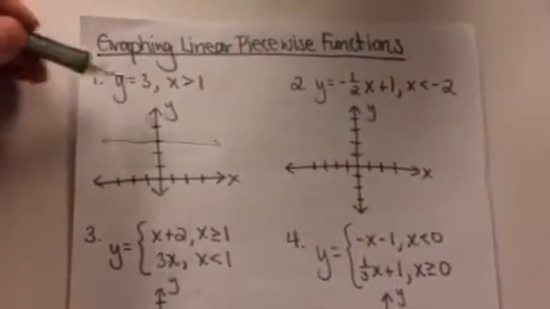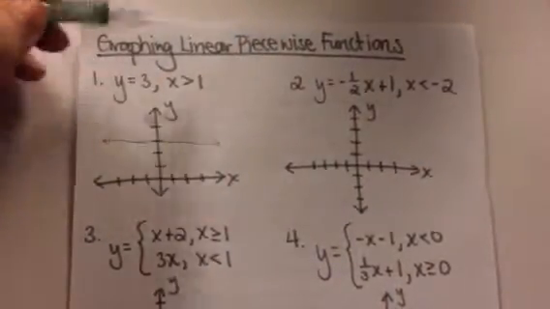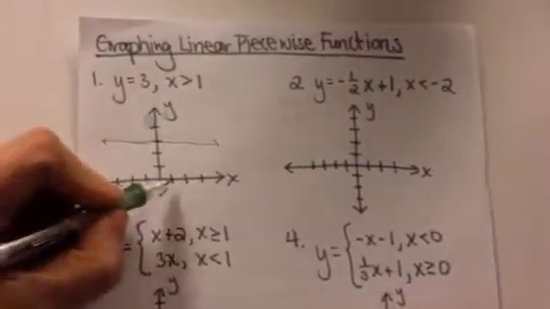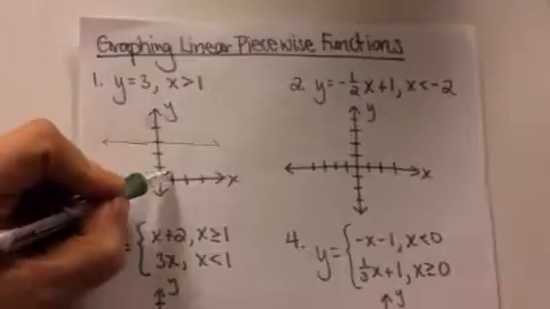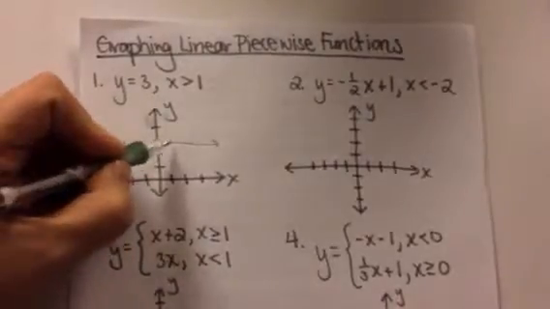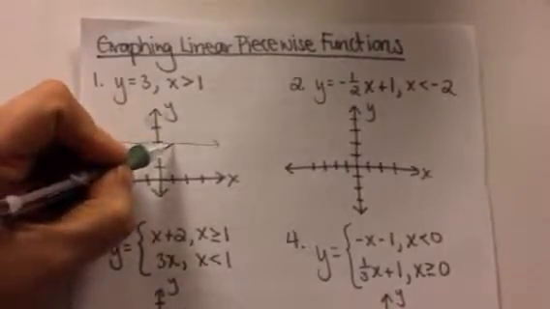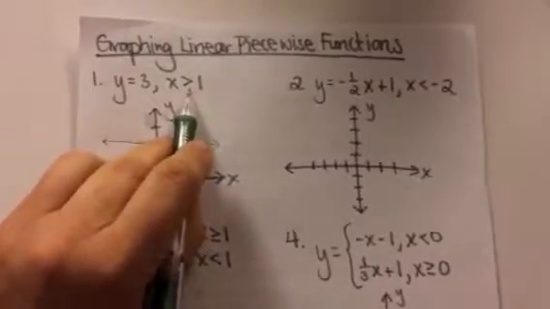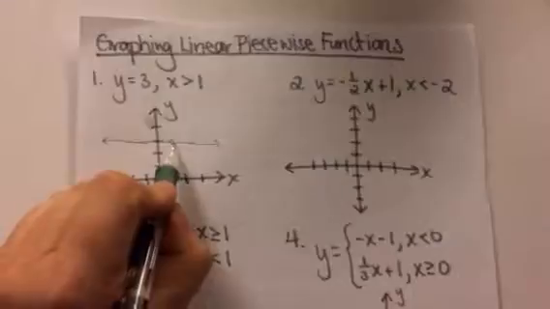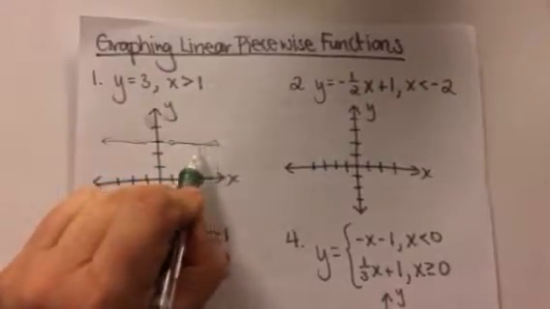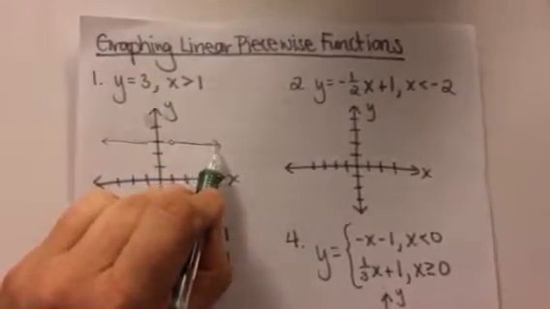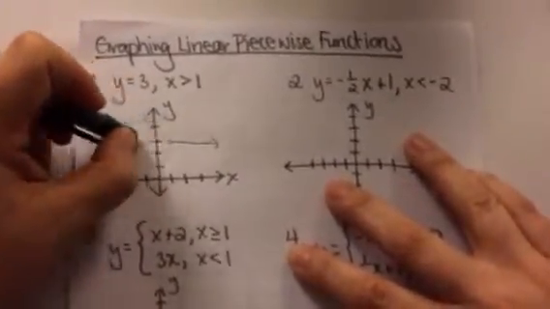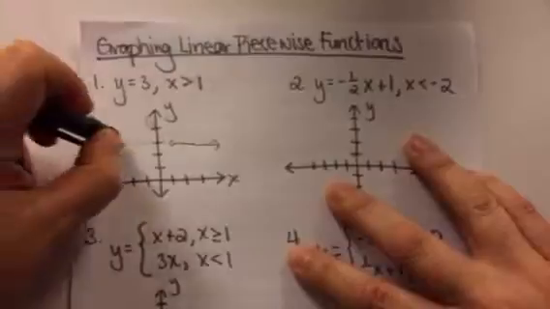This one, though, says it doesn't want the entire line. It only wants the line for x values greater than 1. So I'm going to go to 1 on the x-axis, and I'm going to connect with the line, and I'm going to do an open dot because there's no equal bar here, so it's an open dot. That's review also. I want to keep the part that's greater than 1, so I'm going to keep the part that's to the right, and I'm going to erase the part that's to the left of 1.